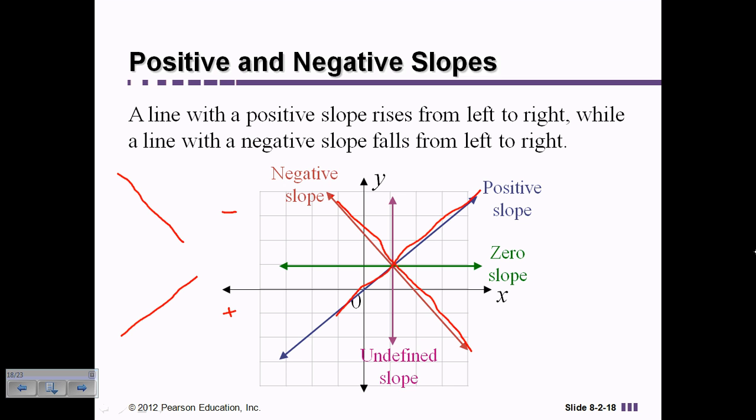Another way to help you remember that is if you look at the negative slope, I could form the letter N out of that line, and N stands for negative. So that's something to keep in mind. A negative slope always falls to the right. A positive slope always rises to the right.